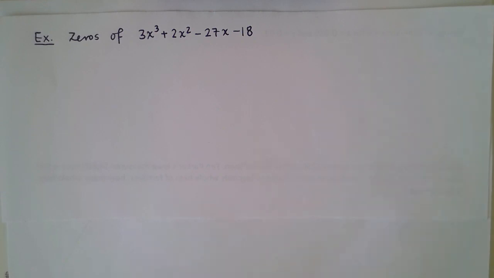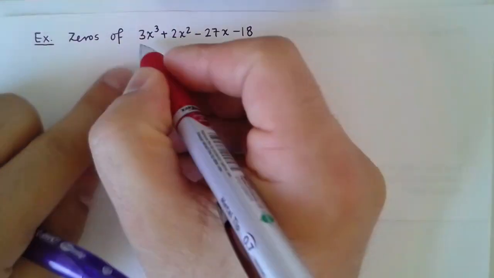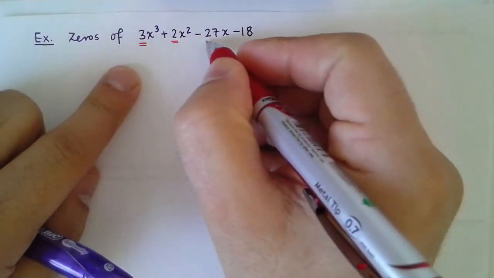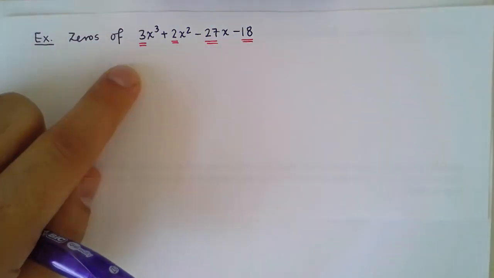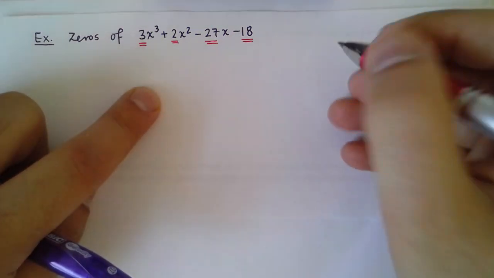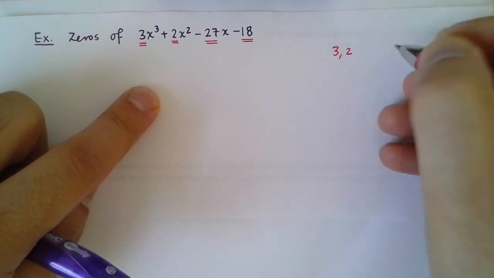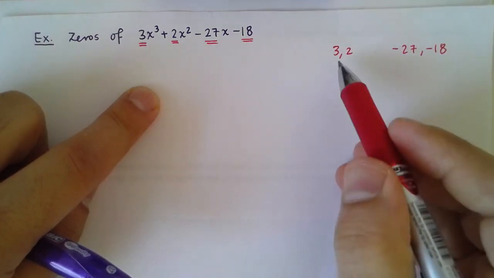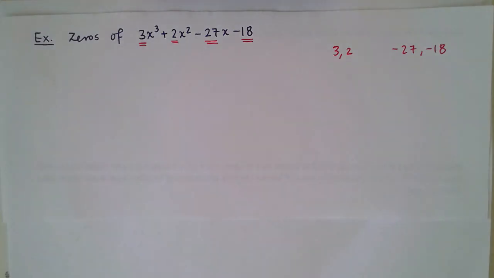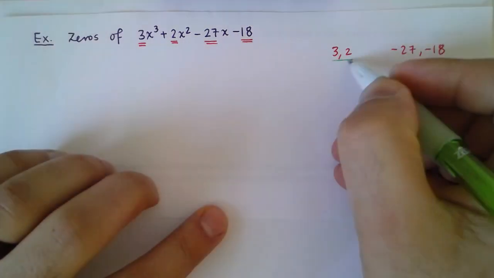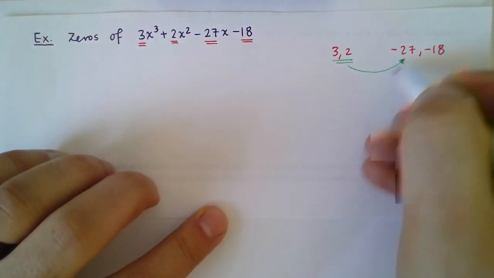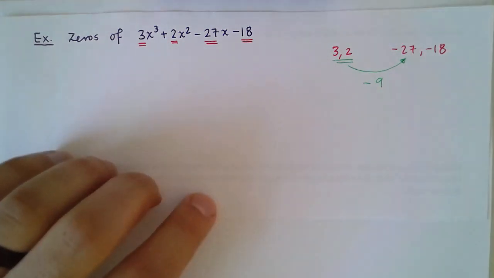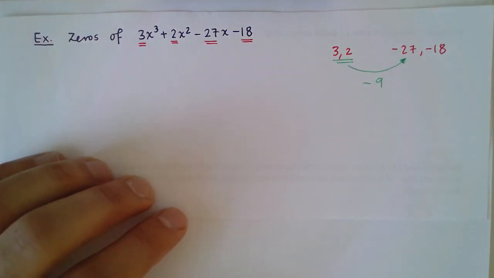If you look at the coefficients, you will see a connection. There's 3 and 2, and there's -27 and -18. Can you multiply the first group by a number to get the second group? If you check this, it's easy. You can multiply the first group by -9 to get the second group. So that means factor by grouping works in this case.